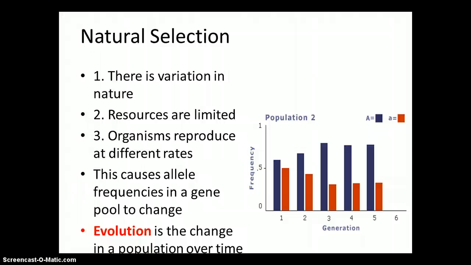So you can tell by looking at this graph, dark blue is the frequency of the dominant allele, and red is the frequency of the recessive allele. And so the dominant allele seems to be increasing while the recessive allele seems to be decreasing. So this population we would say is evolving because the allele frequency in each generation is changing.